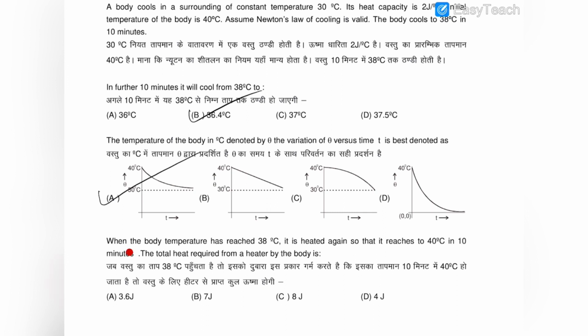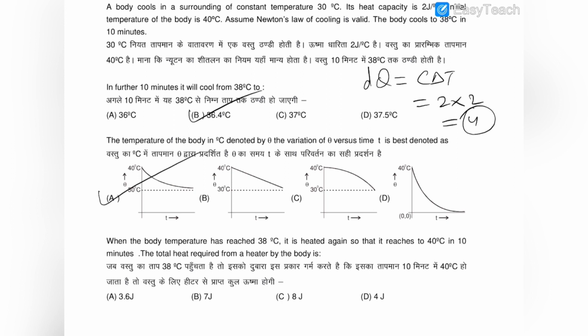And in the next question it is given that when this body attains a temperature of 38 degrees Celsius, it is heated again by some heater, so that it again reaches 40 degrees Celsius in 10 minutes. So we have to find out the total heat required by the heater. We know that when this body is at 40 degrees Celsius, it takes 10 minutes to cool down to 38 degrees Celsius, and in those 10 minutes it releases a heat of C delta T. So C is 2 and delta T is 2. So it is releasing a heat of 4 joule through radiation.